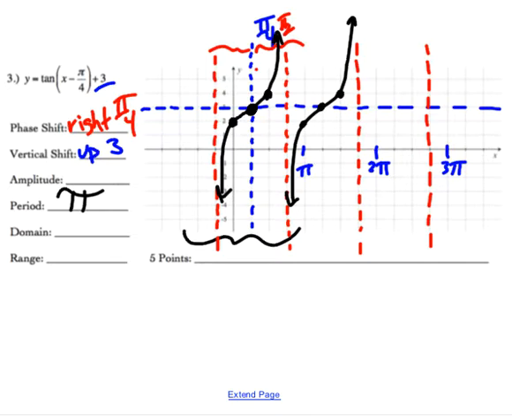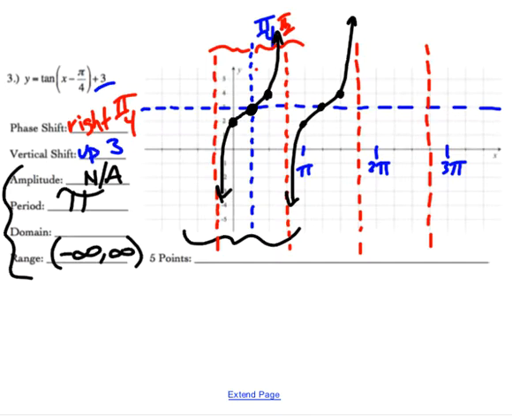So we can think about maybe the points of this, maybe start working on filling in some of this other stuff here. So our amplitude doesn't really make sense for tangent curves. There's really no such thing of amplitude. That's something that only really applies in sines and cosines. So we'll get rid of that. The range for this one is easy. For tangent functions, it's always all real numbers or negative infinity to positive infinity.